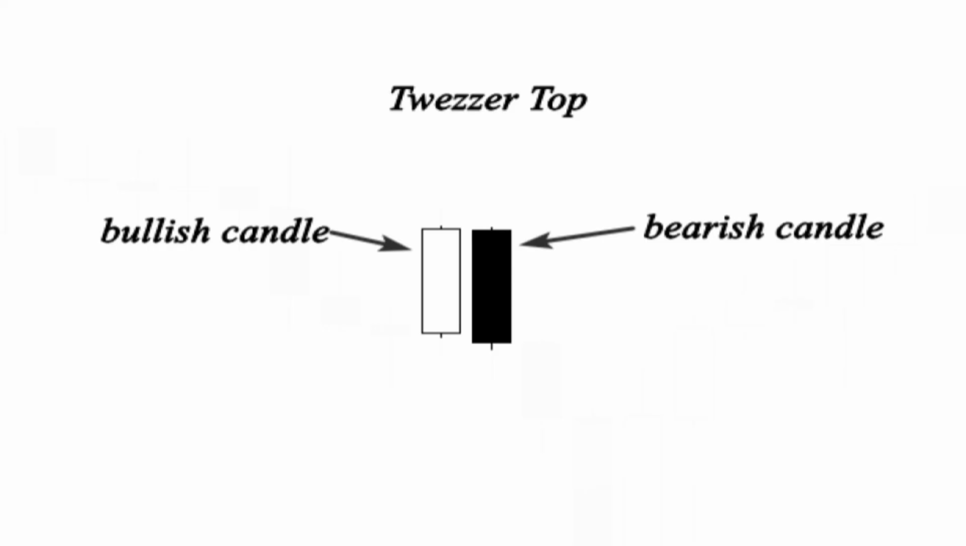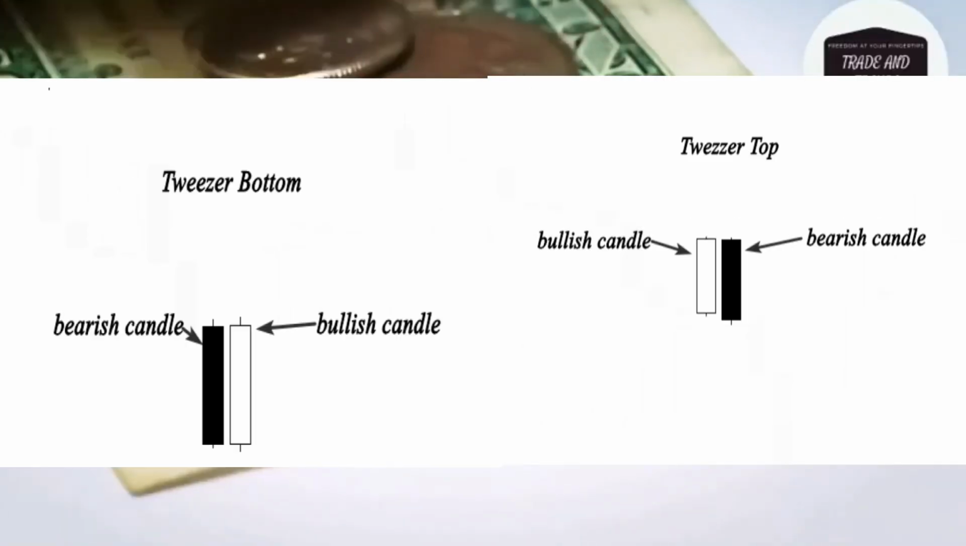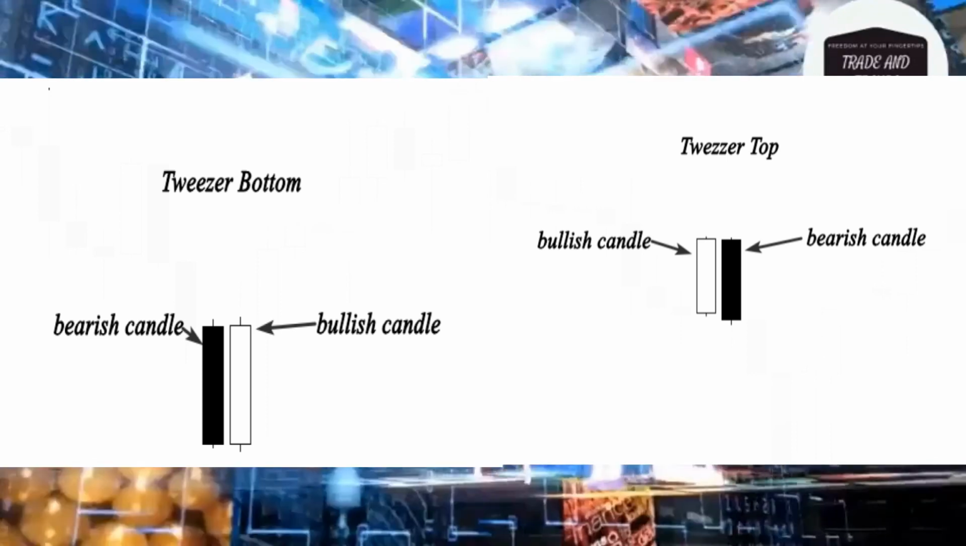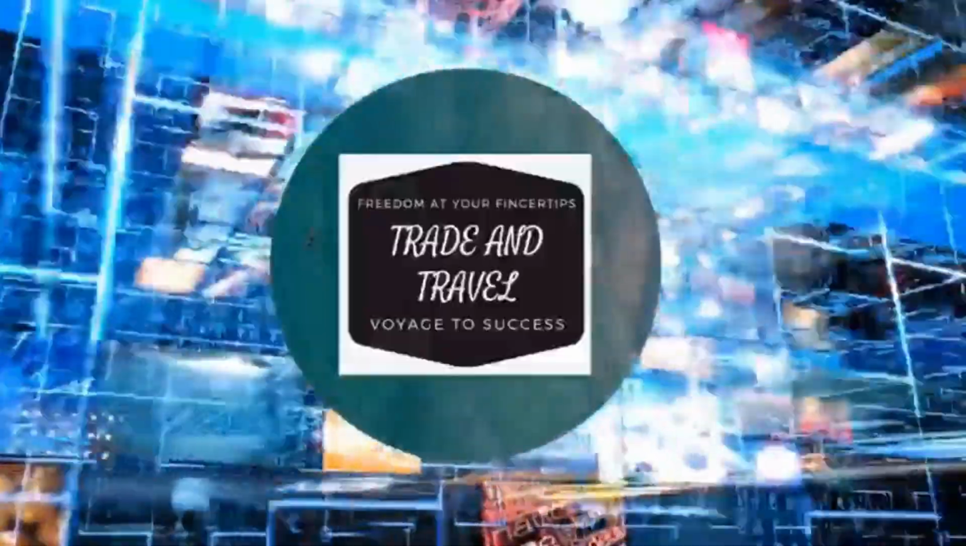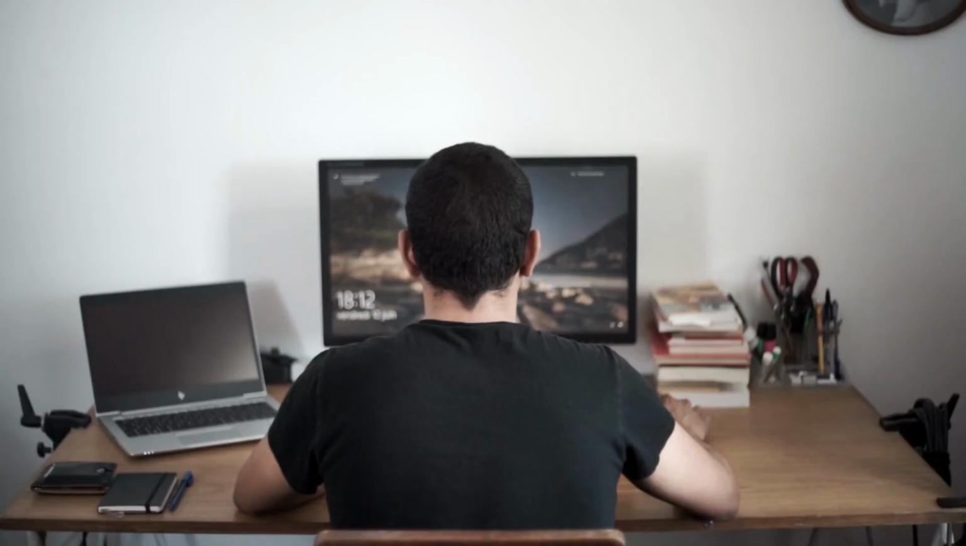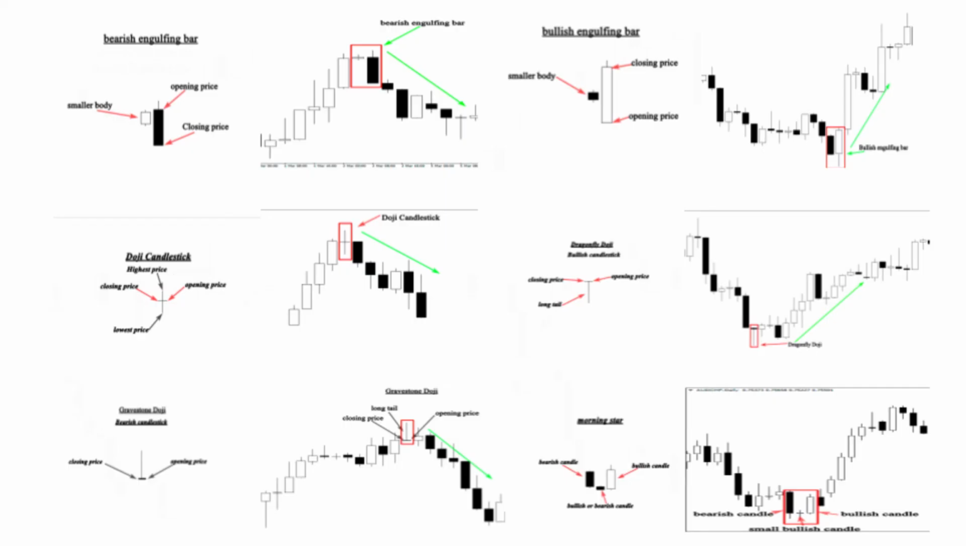So finally, tweezers. This pattern can be bullish or bearish if we find it at significant zones of supply or demand or levels of support and resistance. So now your job is to identify these patterns in any chart and any market you are trading.